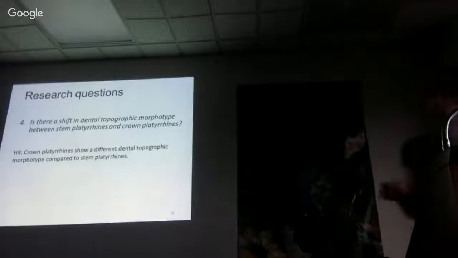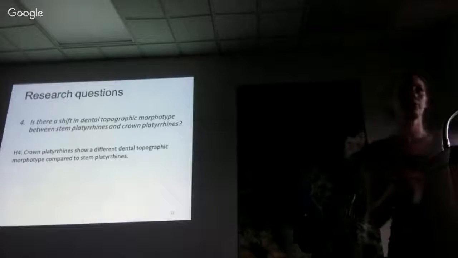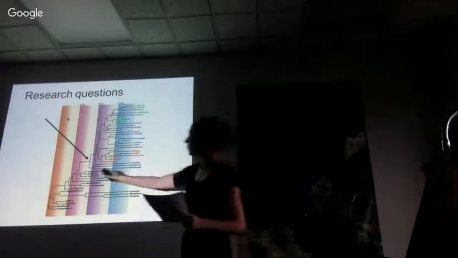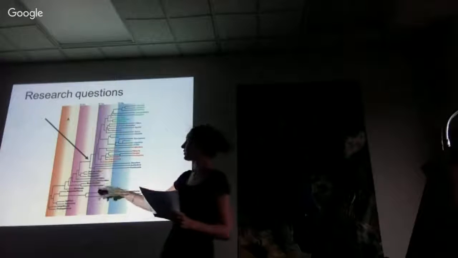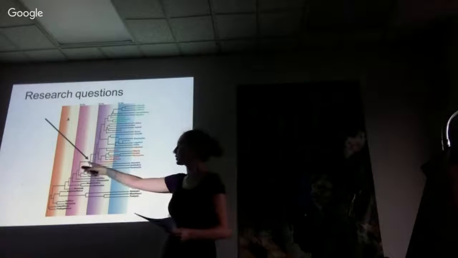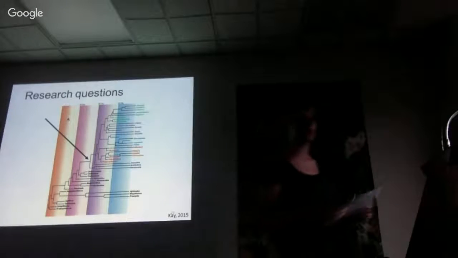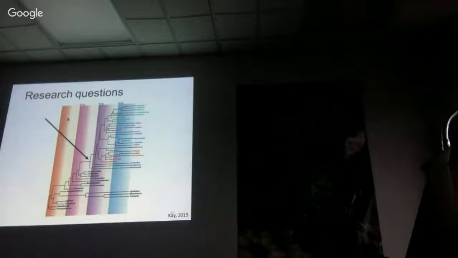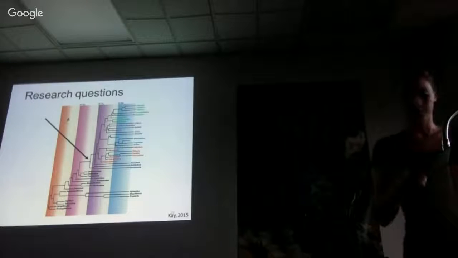So my hypothesis is that crown Platyrrhines show a different dental topographic morphotype compared to the stem Platyrrhines. And we would see this happening. This is just a phylogeny of both stem Platyrrhines and crown Platyrrhines. I hate that I cannot point at it, but all these Platyrrhines are sister taxa to the crown clade. And what I would hypothesize is that we actually see a shift in morphotype right there that allowed these Platyrrhines to adapt, whereas all the stem Platyrrhines went extinct.